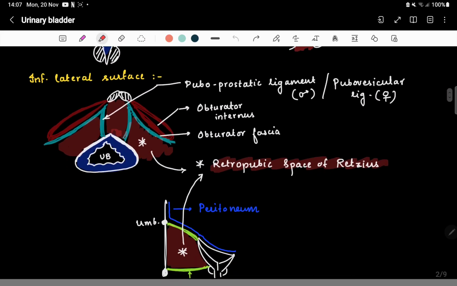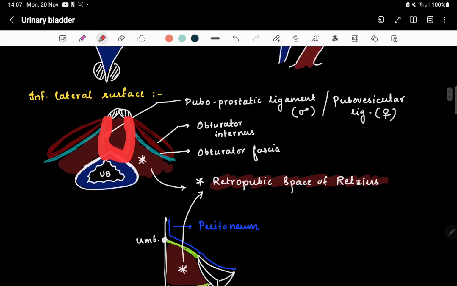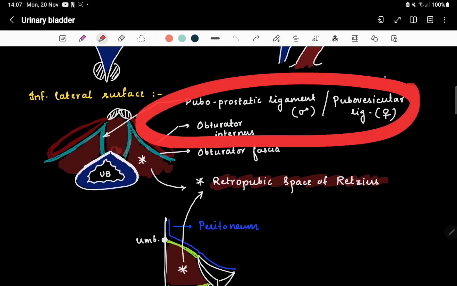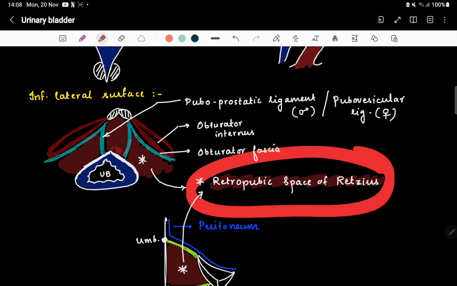Now the inferior lateral surfaces. This is the urinary bladder, and these are the inferior lateral parts. The inferior lateral surface is connected to the puboprostatic ligament, or the pubovesical ligament in females, puboprostatic or pubovaginal ligaments. We have the obturator internus muscle on each side, covered by the obturator fascia. This space is called the retropubic space of Retzius.